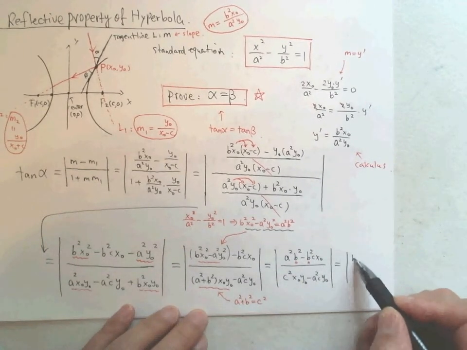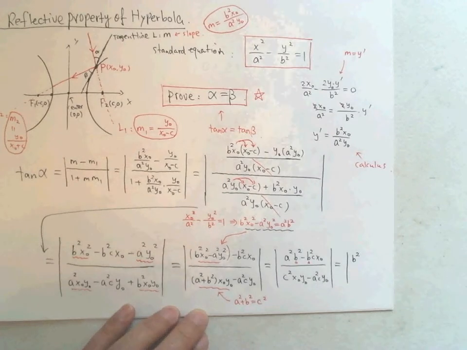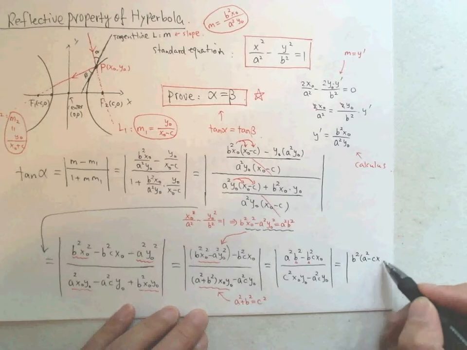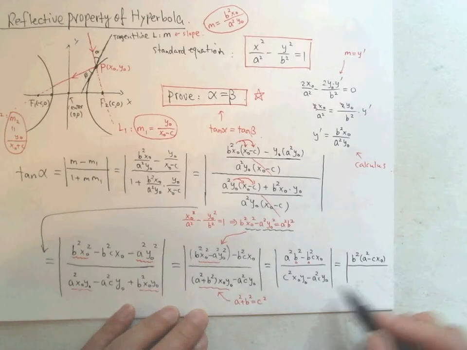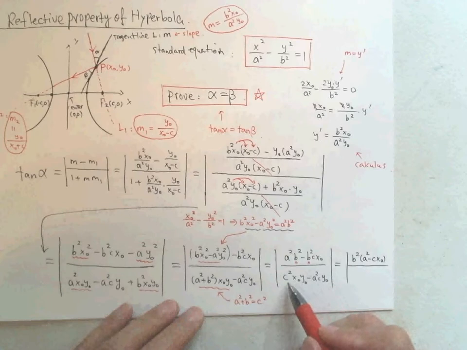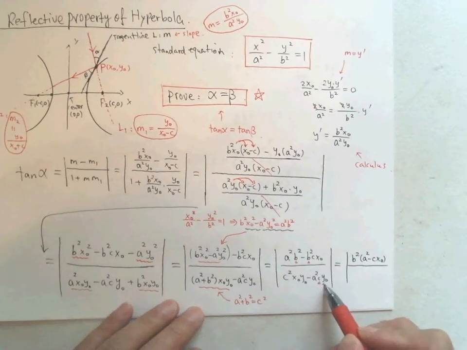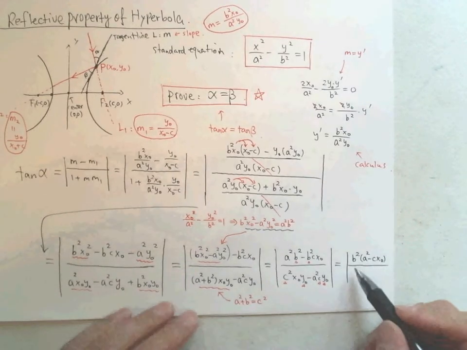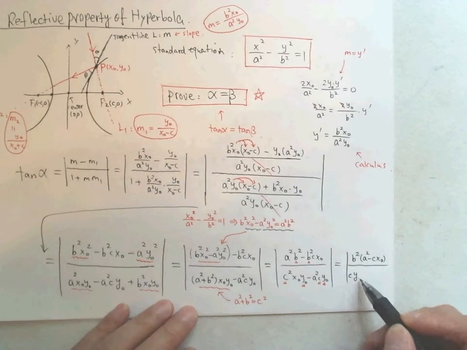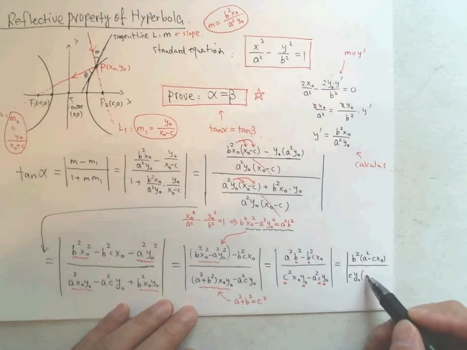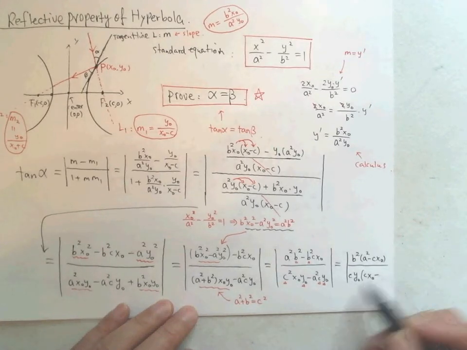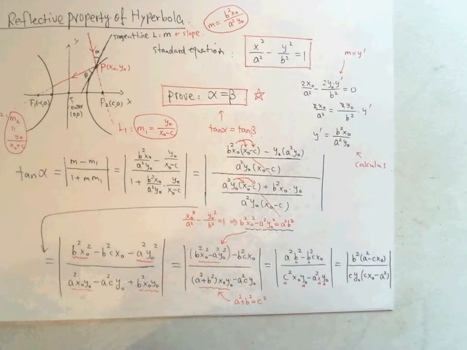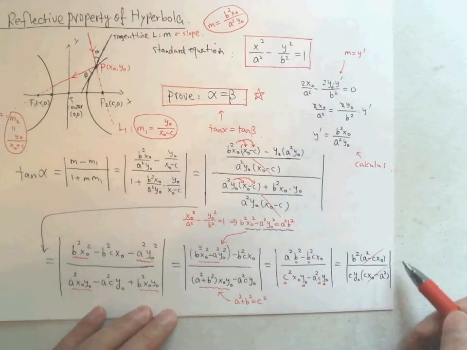Okay, so I'm going to factor. So b square, we factor here b square. And then what we left is a square minus c x0. Okay, that's the top. What about the bottom? So we're going to see we have one c and one y0. Factor out c times y0, and so what is left is c x0 minus a square, and put the absolute value.